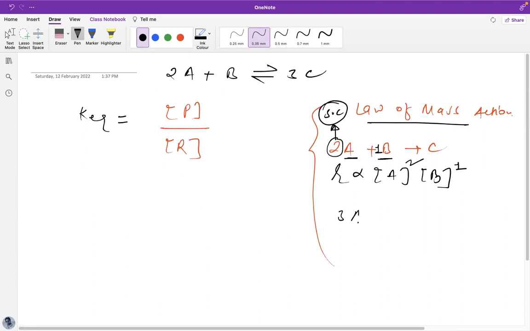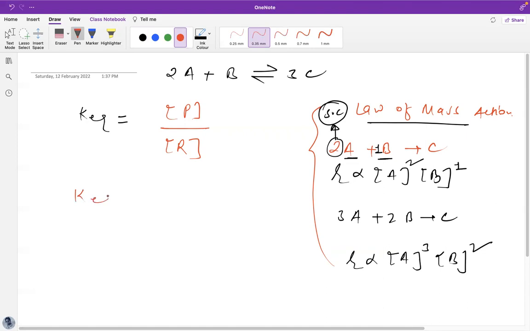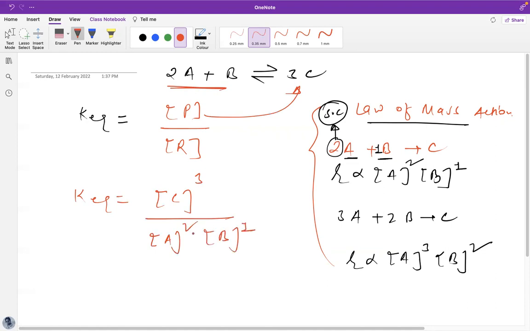So this is your law of mass action. Suppose I am saying 3A plus 2B gives you C. So for this, rate is directly proportional to A to the power 3, B to the power 2. So this is the law of mass action. If you write the expression of K equilibrium for this one, the product is your C, the reactants are your A and B. So we can say C power 3, A to the power 2, and B to the power 1, or you can say 1 or nothing. So this is the expression of K equilibrium. Any doubt? Please tell me.